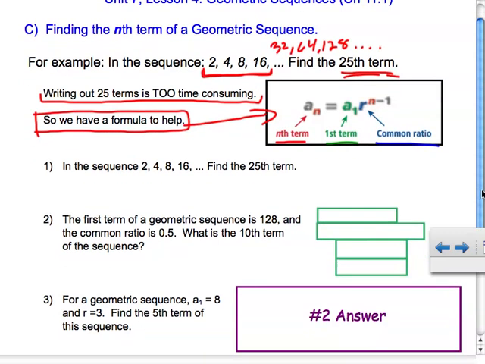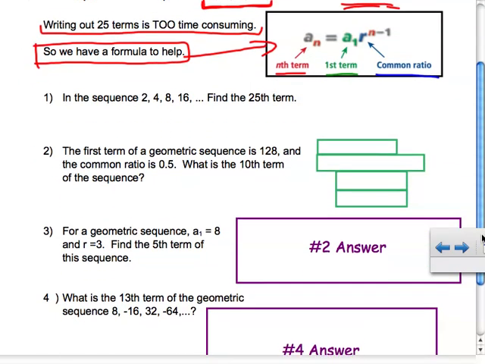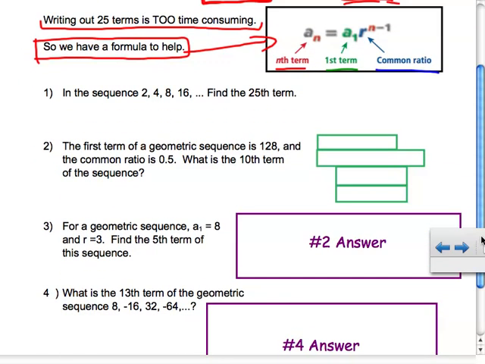All right, now that you have your formula written down, let's do some problems. And let's go back to that example there. 2, 4, 8, 16. Now remember, this is my first term because it's written first. This is my second, this is my third, and this is the fourth. Okay, I'm going to start by writing down the formula. A sub n equals a sub 1 multiplied by r to the n minus 1. Okay, that's an exponent. I want to find the 25th term. So I'm going to put 25 here.